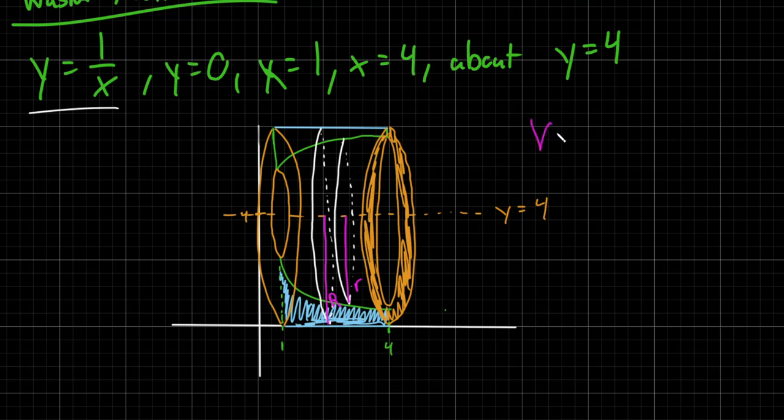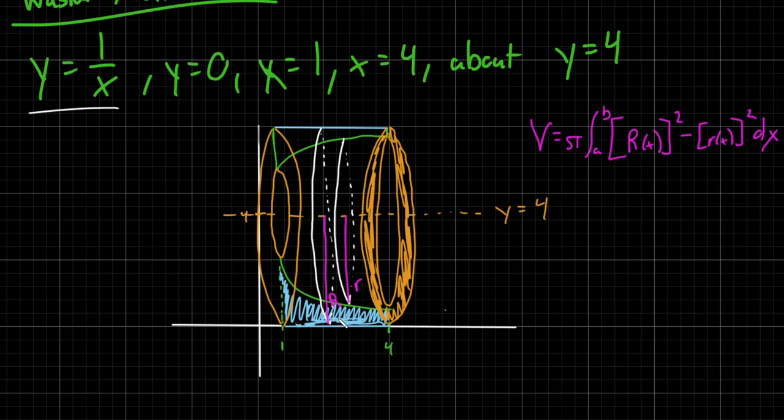When I do the volume equals pi of my bounds, we're going big R function squared minus small r function squared. And is this in terms of dx or dy? Dx. Yep, because the x-axis is horizontal. This line is also horizontal that we're rotating around.